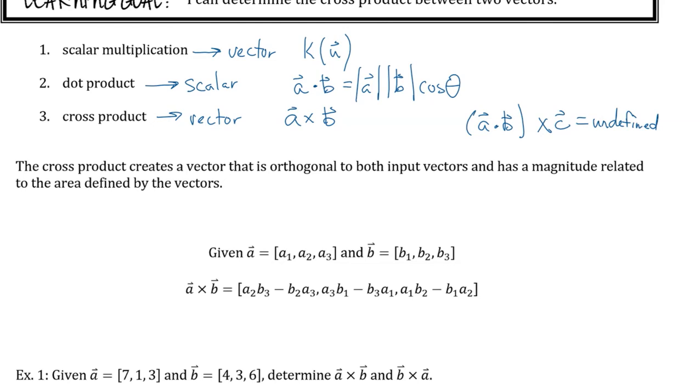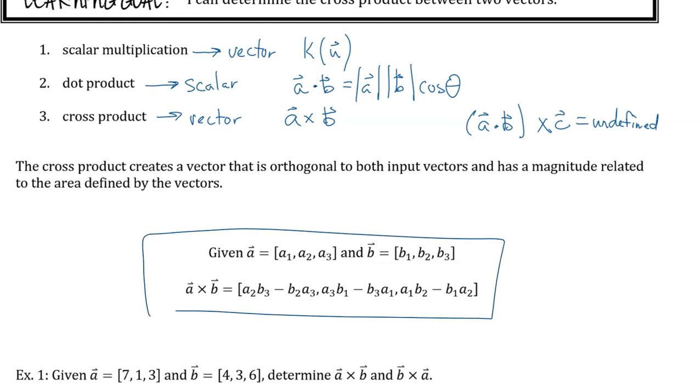It turns out this is a huge part of what we're going to do in the next unit: we will have two vectors, and we will want to find a vector that's orthogonal to both. So we use the cross product, okay? This is the cross product. That's the formula.